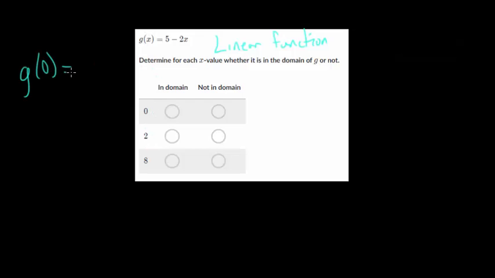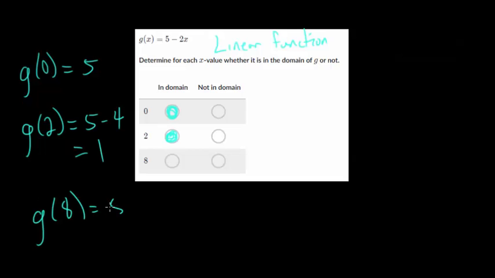So we can do g of 0, that would just be 5, since -2 times 0 is 0. g of 2, we would get 5 minus 2 times 2, which is 4, which equals 1. So again, as long as you're getting a value and it's not undefined or imaginary, then these points are in the domain. And we'll just wrap it up by plugging in 8. We get 5 minus 2 times 8. So that would be 16. So you get 5 minus 16, which would be -11.